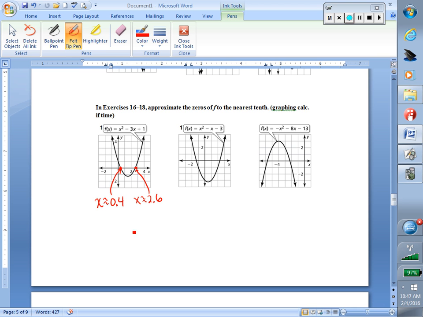Now notice when I'm writing those intercepts, I'm using those squiggly equal signs that mean approximately. It means we have rounded those values. They're not exact values, we have rounded them.